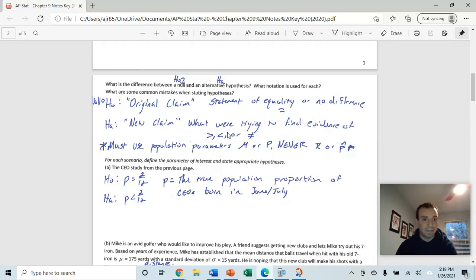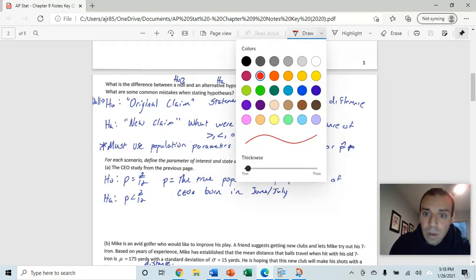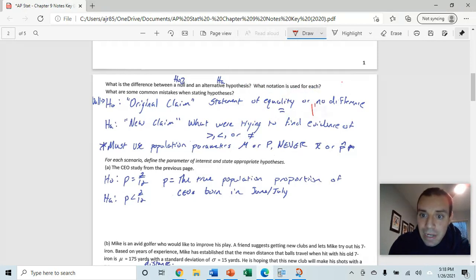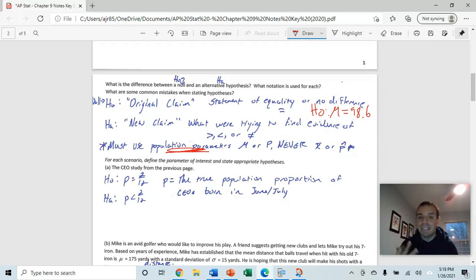So if we think back to the example that we were just looking at with our body temperature, our null hypothesis for that particular example would have been H₀, and then we always use a population parameter. So don't just say equals 98.6. What is equal to 98.6? In this case, mu is equal to 98.6. So that's what's initially thought to be true. It's always going to be an equal to.